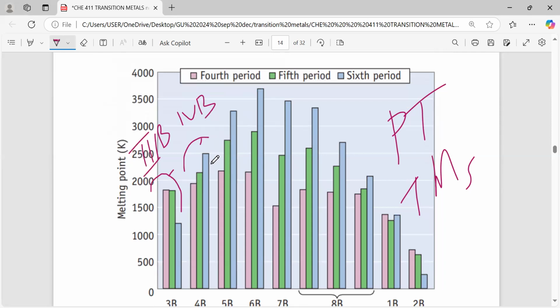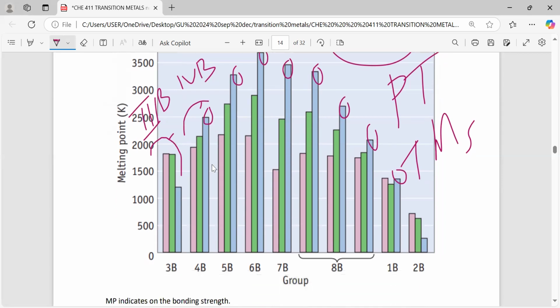Another thing we see is that the sixth period elements tend to have the highest melting point in every group. You can see here, you can see there, you can see here, you can see there, here, here. In every group of the periodic table, period 6 elements tend to have a higher melting point. Let us see the reason behind it.